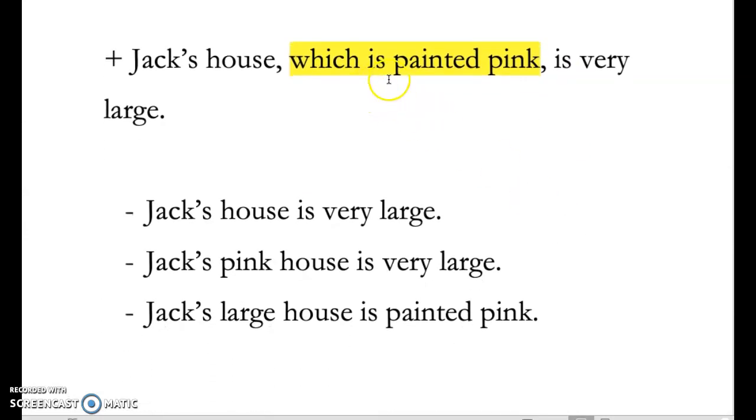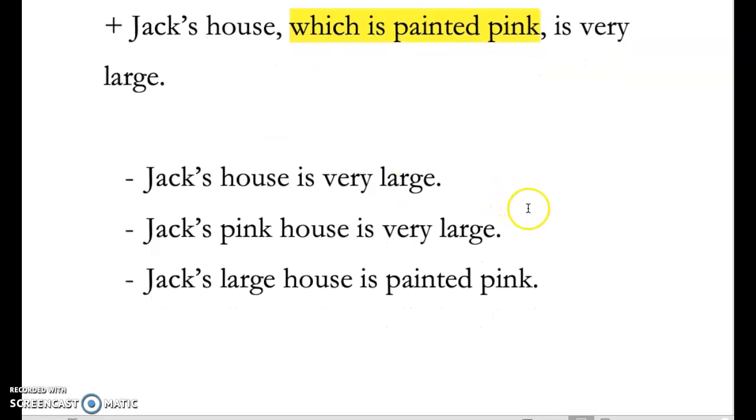Here's another example. Jack's house, which is painted pink, there's my which, so I know this is a relative clause, is very large. Again, you can see that the sentence could just be, Jack's house is very large. But I'm choosing to interrupt the sentence by adding a relative clause to add a little bit more information about the word house, which is painted pink. And then I'm getting to the rest of my sentence. So again, my subject is Jack's house, my predicate is very large, and my relative clause is interrupting my subject and predicate to cram in a little bit more information.